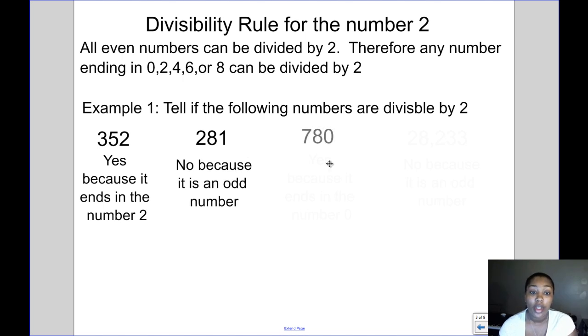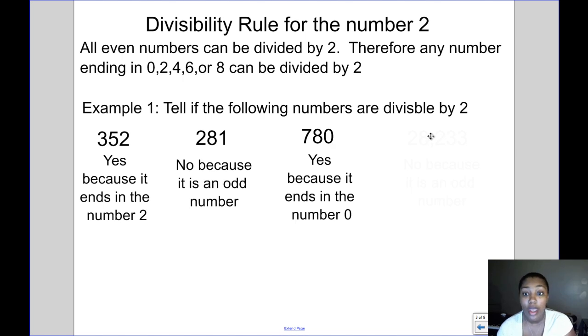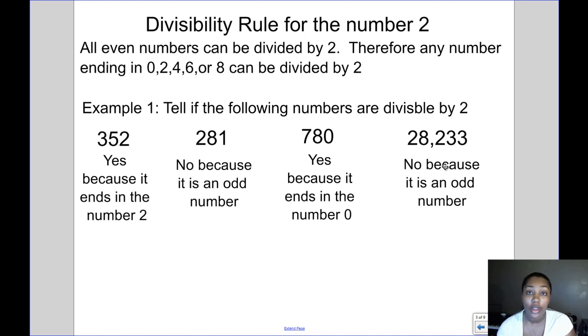Our next number is 780, and we would say again, yes, that this is divisible because it ends in the number 0, meaning it's an even number. And our last number is 28,233. Again, when we look at this number, it ends in 3, which means it's an odd number. So our answer would be no, it's not divisible by 2 because it's an odd number. So all even numbers can be divided evenly by 2.